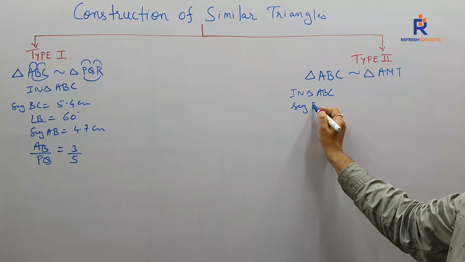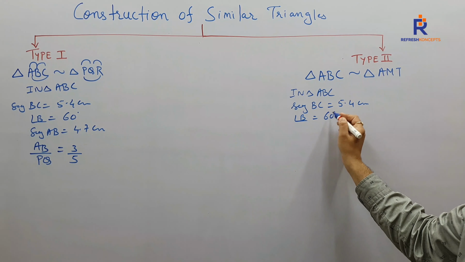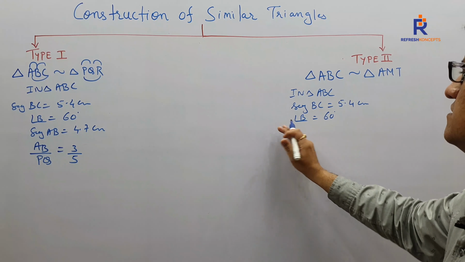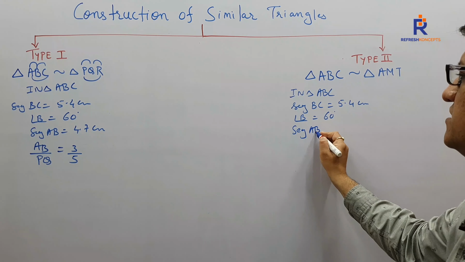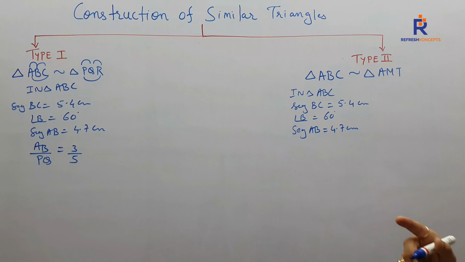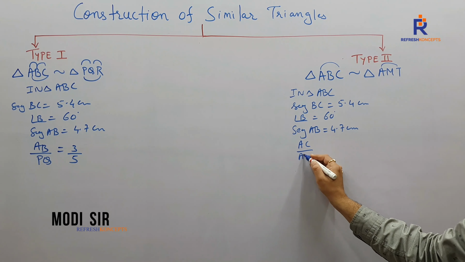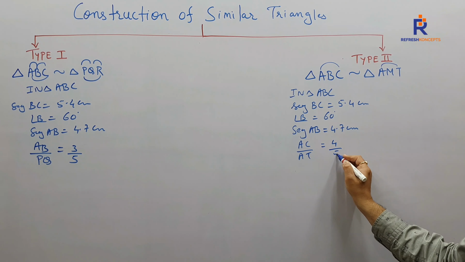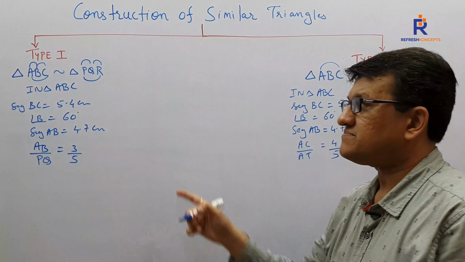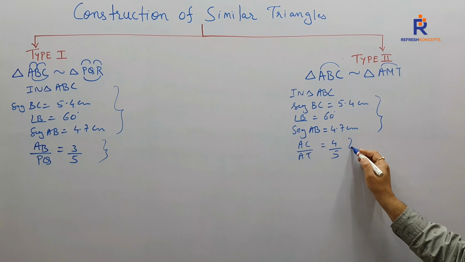So say in triangle ABC, again I shall take the same data. Segment BC is 5.4 centimeter. Angle B is 60 degree. Segment AB is 4.7 centimeter. I have to have that. Moreover, I have to have one ratio also. Say AC by AD is 4 by 5. Right? So this is the point of similarity between them. One triangle's data and one ratio is a must.